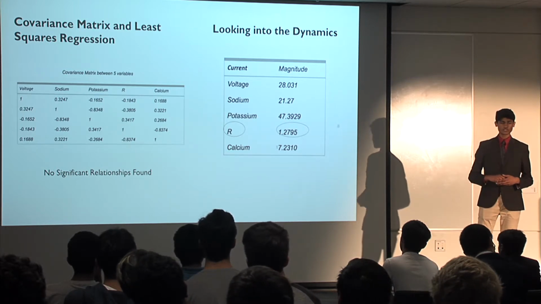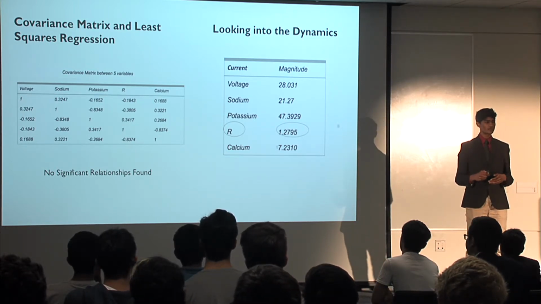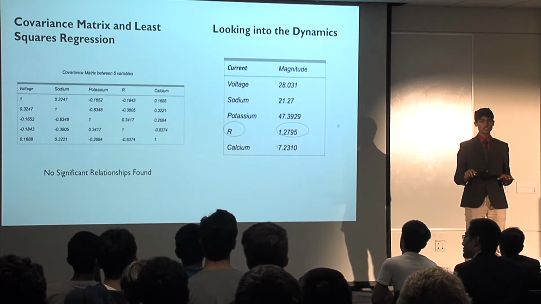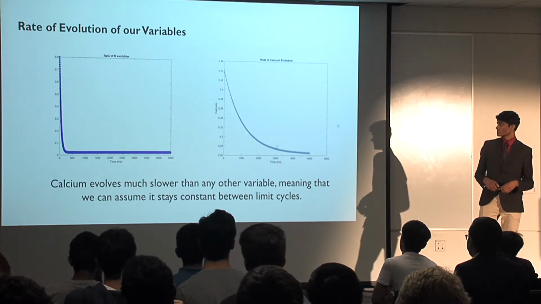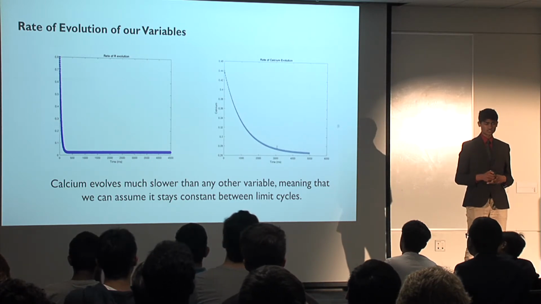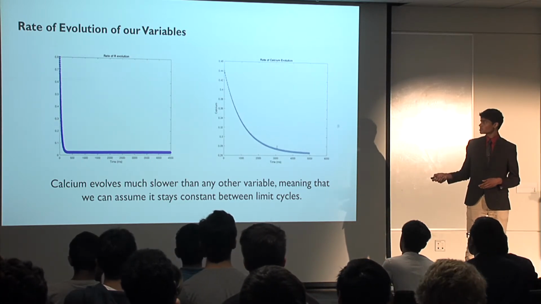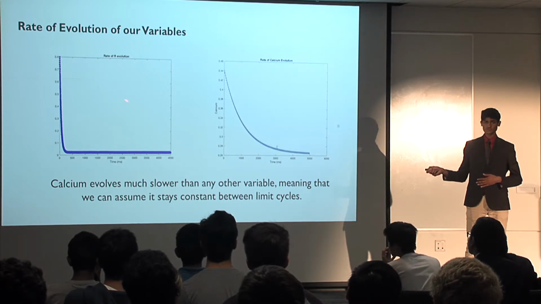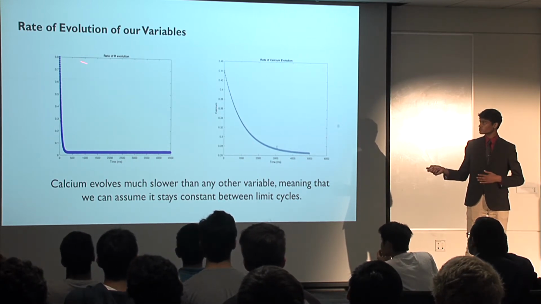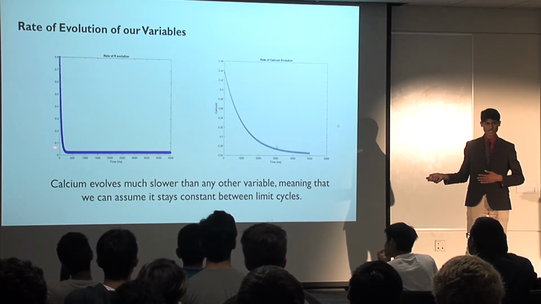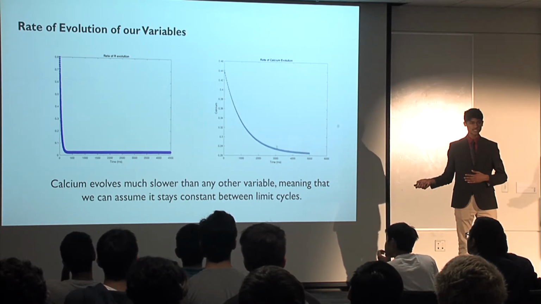So we picked R, and we decided we're going to predict it. Even if it's not perfectly accurate, we can still model our system reasonably accurately. Then we looked at the rate of evolution of our variables. As you can see, R starts off over here super high, and this is when DBS, deep brain stimulation, is applied. And as soon as you turn DBS off, it immediately crashes back down to its stable limit cycle within milliseconds.